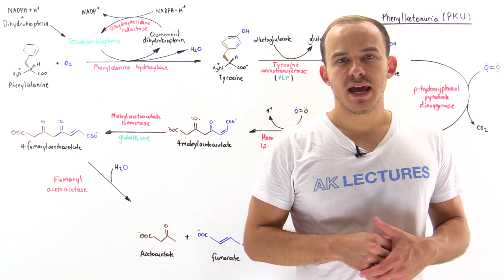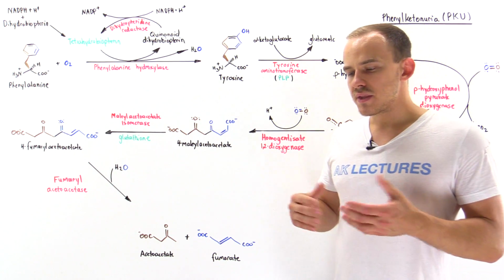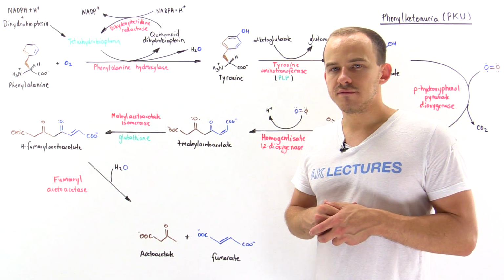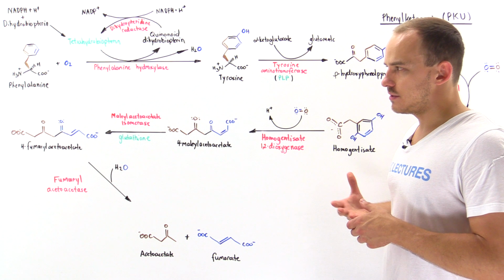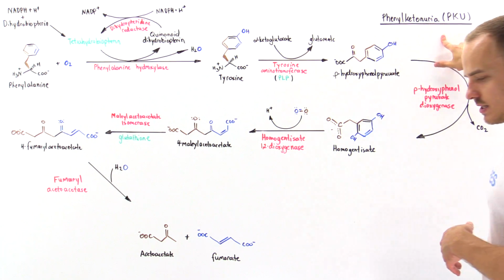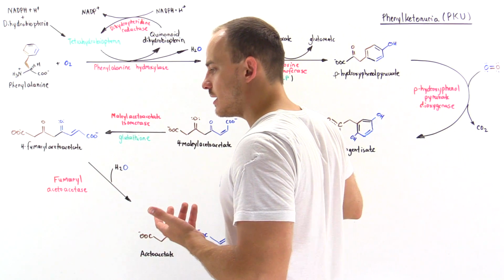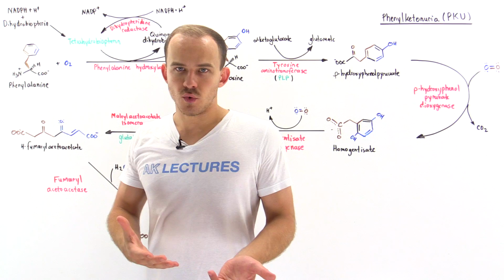Phenylketonuria, or simply PKU, is an autosomal recessive disease in which there's a problem in one of the enzymes involved in the metabolism of phenylalanine. Now, before we look at the details of this particular disease, let's take a look at the actual metabolism of phenylalanine as it takes place in normal individuals.